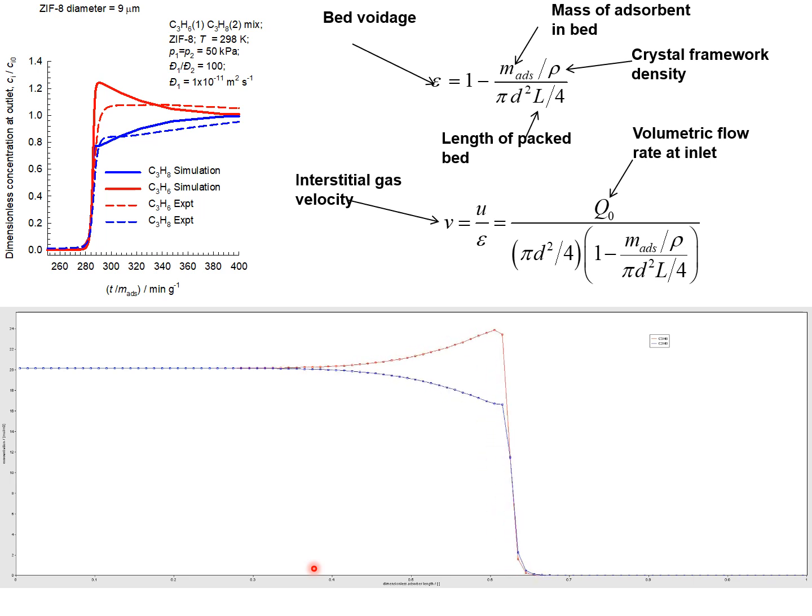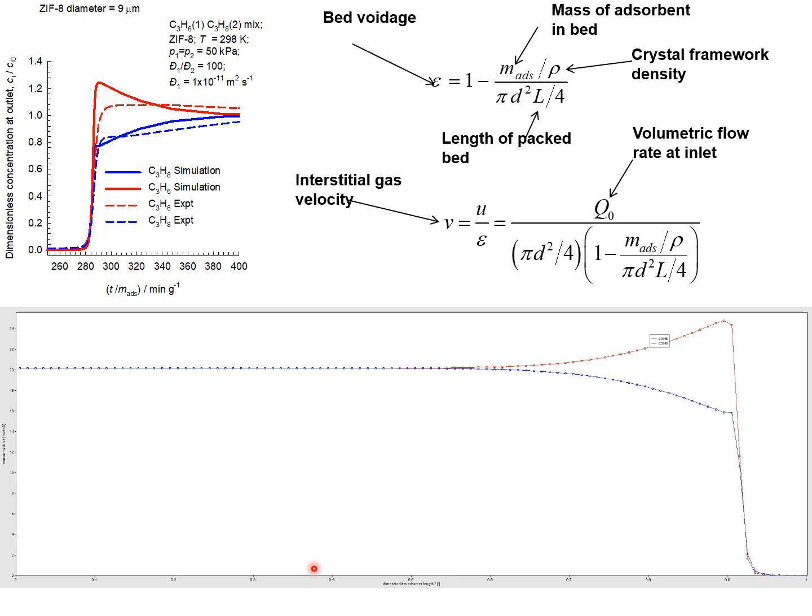because of the small particle diameter. This is because the gas molecules do not have to traverse very far to reach the center of the crystal and achieve equilibrium.